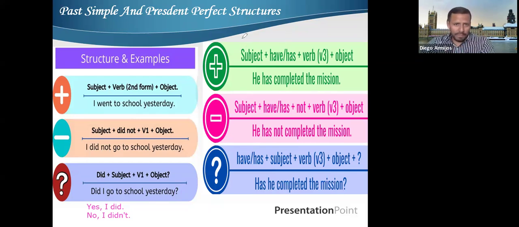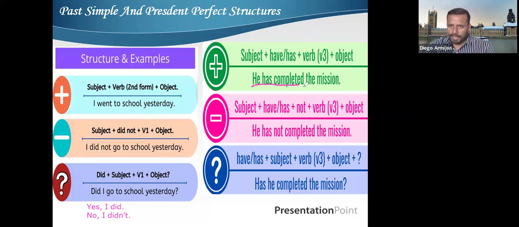All right, now let's go into the present perfect tense structure. This is a little bit different from the past simple because in this case we have the subject. Here we have two auxiliaries, guys. Two auxiliaries, have and has, plus verb 3. What is verb 3? Verb 3 is basically the verb in the past participle form, okay? And the object.